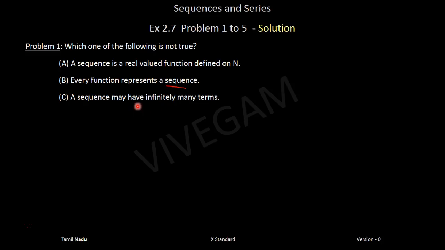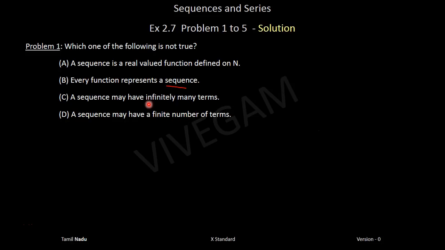A sequence may have infinitely many terms. So there are some sequences where the last term will not be given. For example, let's say all the odd numbers, 1, 3, 5, 7, 9, it goes on, right? So it's an infinite number of terms. But if I tell you odd numbers less than 30, what will happen? 1, 3, 5, 7 up to 29, because we say less than 30, right? In such cases, they are finite numbers actually. So a sequence may have finite numbers.